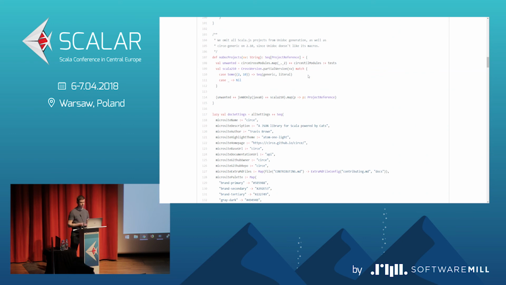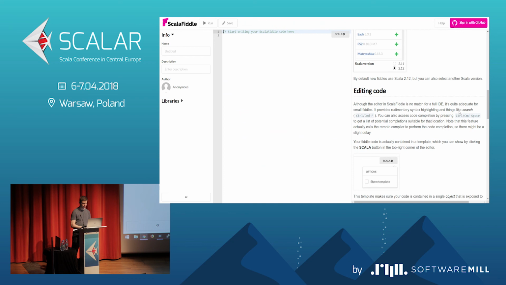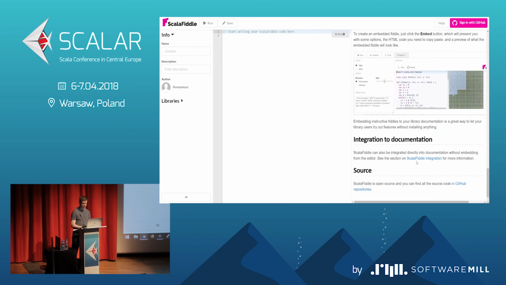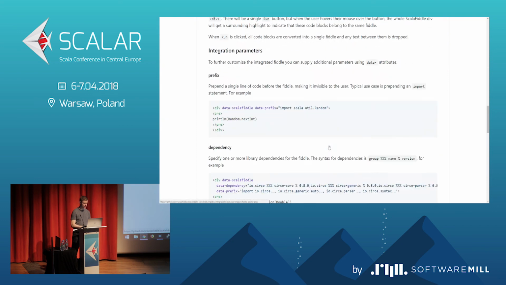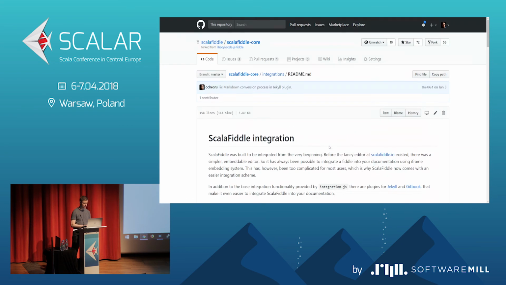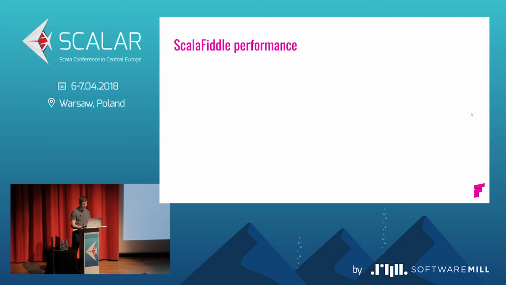So this is quite easy: if you are building libraries and you want to integrate some fiddles in there, you can just go on and start using these plugins. There are a couple of examples out there already that are doing it, so you can just go and see how they do it. Or ScalaFiddle itself also has some kind of short documentation in here that you can just go and check out on how to do all these things quite easily. All right, moving on.